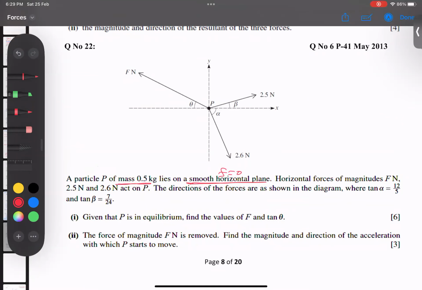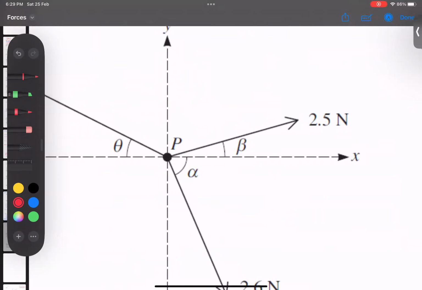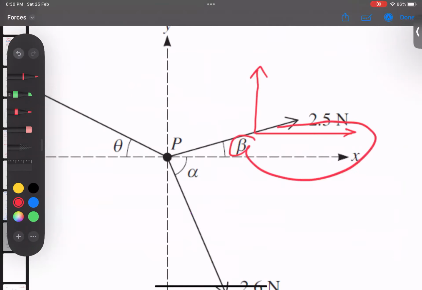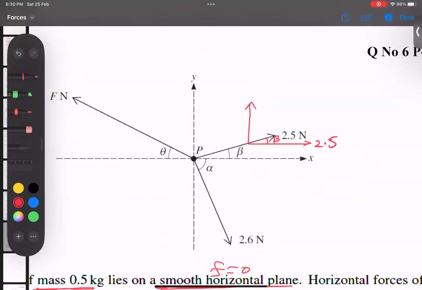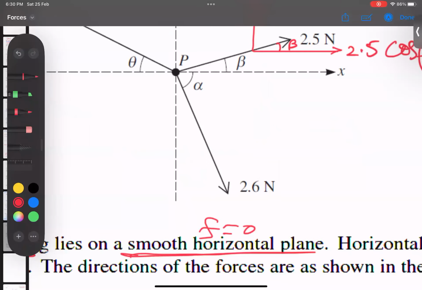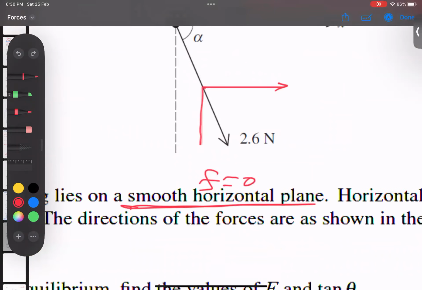Okay, the mass given by him is very clear. And there are three forces acting, we can see that. One force is parallel to the x-axis and one parallel to the y-axis. All of you are familiar with the method. This angle is beta here. So this becomes 2.5 cos beta, and this becomes 2.5 sine beta. Same approach here. This also has two components, one parallel to the x-axis and one parallel to the y-axis.